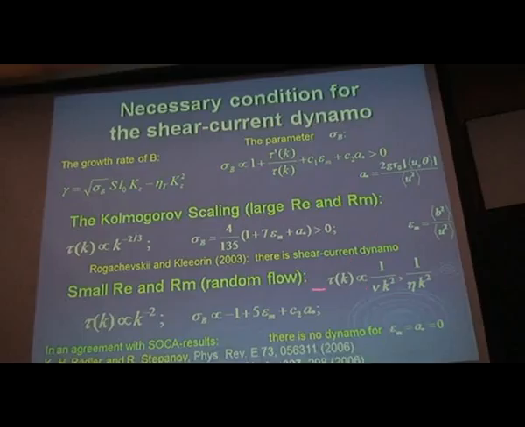Now, if we consider small Reynolds number and small magnetic Reynolds number, where the scaling of the correlation time is like the viscous or diffusive scale, so this correlation time depends like k to the minus 2, in this situation there is no dynamo due to the shear-current effect, if there is no small-scale magnetic dynamo and no convection. And in principle, this result is in agreement with the SOCA result, studied independently by Karl-Heinz Rädler and Stepanov, and Rüdiger and Kitchatinov.